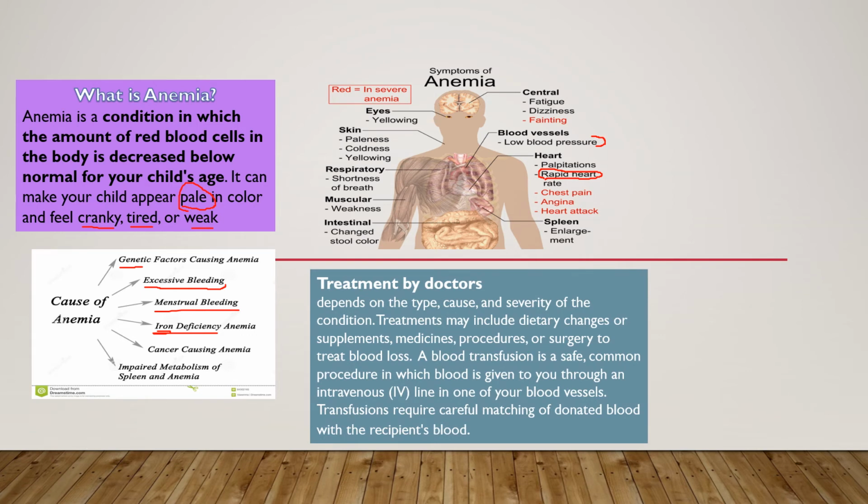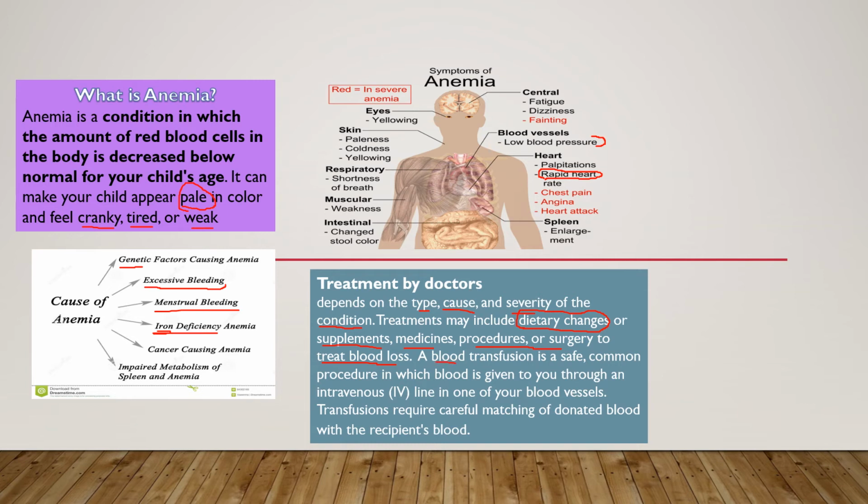what will doctors do if you have anemia? And it depends. Here it says it depends on the type, the causes, and the severity of the condition. So with every disease, it also depends on how advanced the disease is. But treatments may include dietary changes. What is dietary changes? Dietary changes means that you're going to change the way you eat. All right, either you can start getting some supplements, medicines. You can even go through surgery to treat blood loss. Normally people will do a blood transfusion.